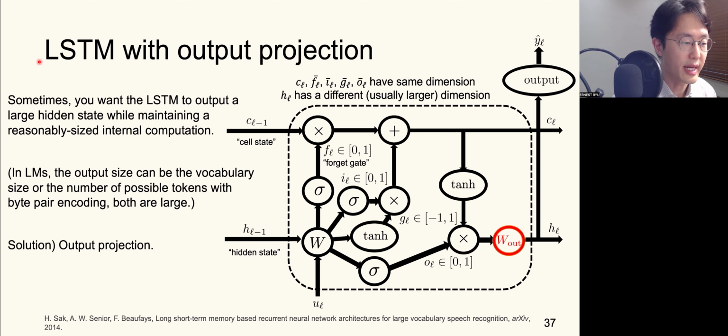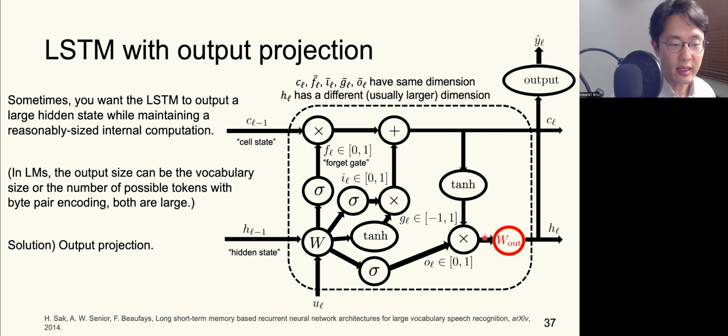Sometimes you want to use the LSTM to output a large hidden state while maintaining a reasonably sized internal computation. You would want to do this in language modeling, where the output size can be equal to the vocabulary size or the number of tokens when you use byte pair encoding, and this is a relatively large number. So the solution is to use LSTM with output projection. So the LSTM cell with output projection looks very much similar to the LSTM cell without output projection, but we have this additional output projection operation.